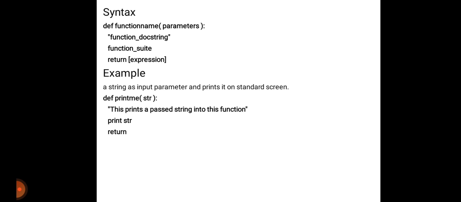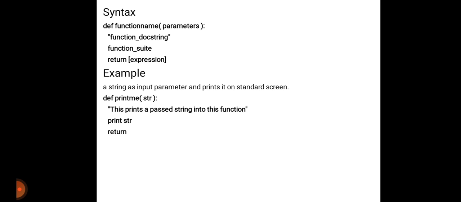So let's take an example of how we can define and call a function. First of all, the following function takes a string as an input parameter and prints it on the standard screen. So define printme, where printme takes a string. It prints the passed string into this function, that is print str, and the end of the function is return. In this way you can define a function.